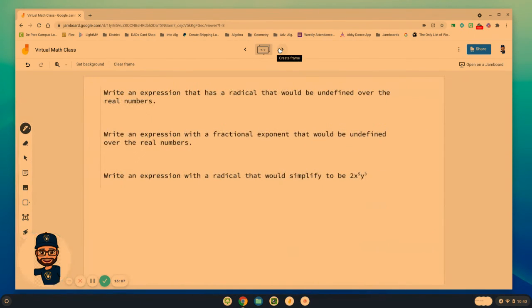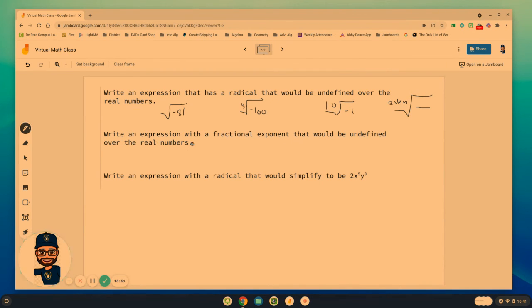The other avenue for this is to go backwards in a sense and write an expression that has a radical that would be undefined over the real numbers. So what is a radical that would be undefined? Think of our imaginaries. Any example: the square root of negative 81, the fourth root of negative 100, the 10th root of negative 1. As long as you have an even and a negative, it's going to be undefined.